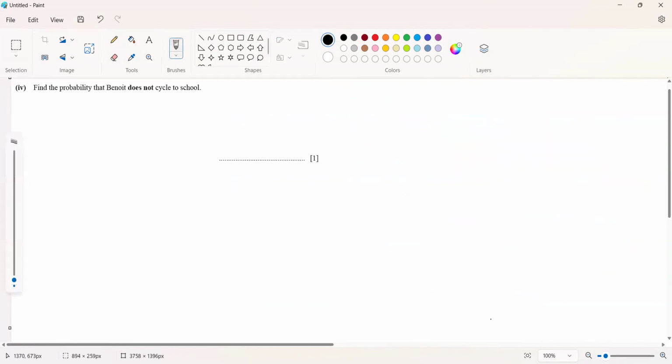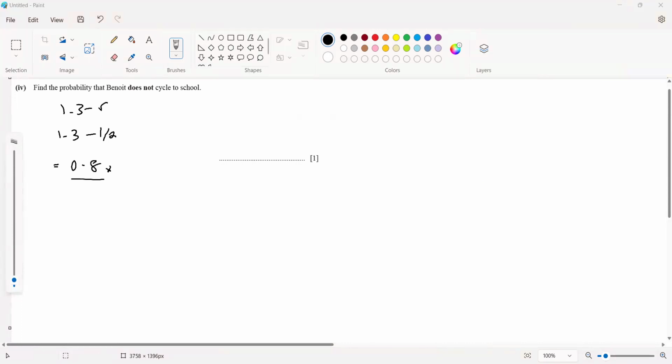So find the probability that Benoit does not cycle to school. So Benoit does not cycle to school is 1.3 minus R. So we're going to use R as 1 over 2, again because 9 over 5 will cause this to become negative. So 1.3 minus 1 over 2 is 0.8. So that's just that.